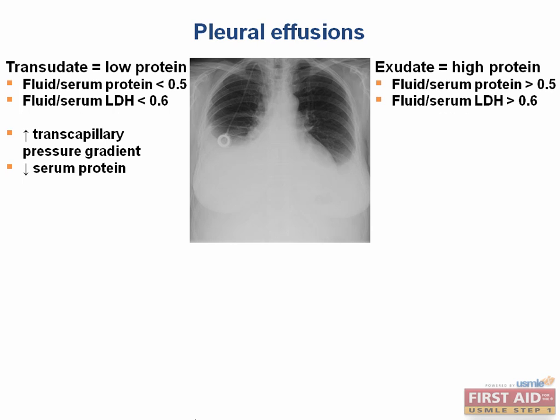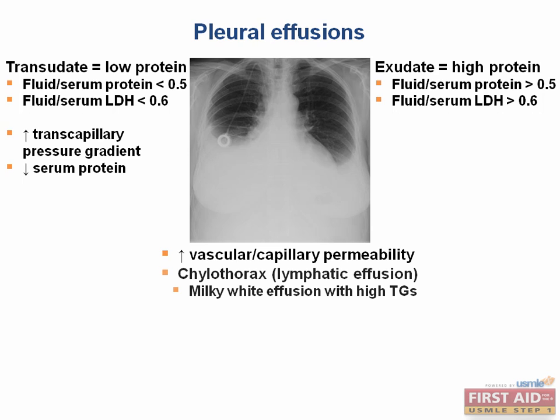Exudates, on the other hand, have higher protein content, with a fluid to serum protein ratio of greater than 0.5 and a fluid to serum LDH ratio of greater than 0.6. Now, what drives exudative pleural effusions? Well, they occur as a result of processes that affect vascular or capillary permeability, such as malignancy, pneumonia, trauma, and collagen vascular disease. Exudative effusions typically need to be drained due to their increased risk of infection and empyema formation.